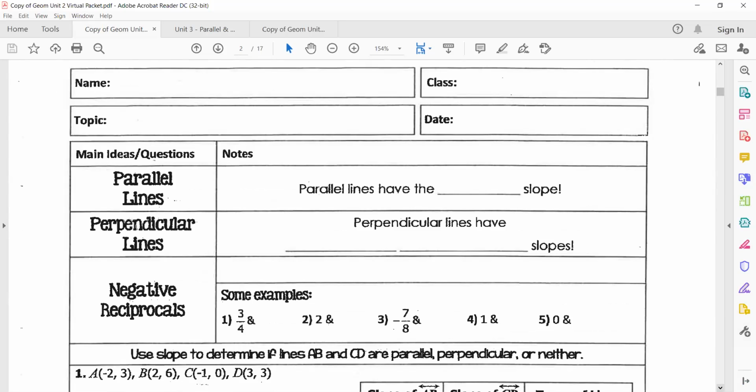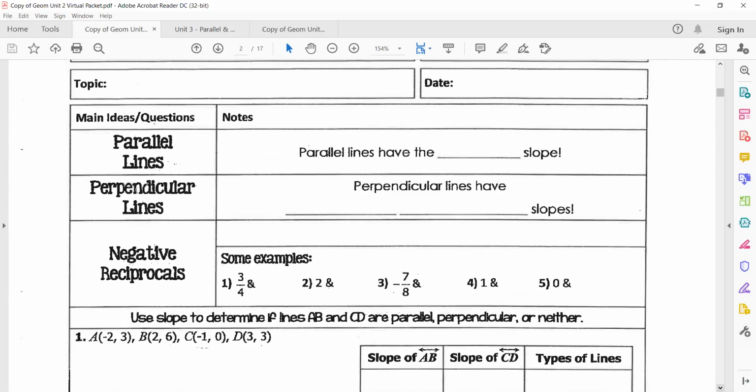So here's how we're going to end up using the slope stuff in geometry. A lot of times we're going to be more concerned with how a shape appears on a graph, or proving that something is a particular type of shape. If you're familiar with what a parallelogram is, it looks like a rectangle that's been tilted over. Parallelograms have parallel sides. That's how it gets its name, parallelogram.